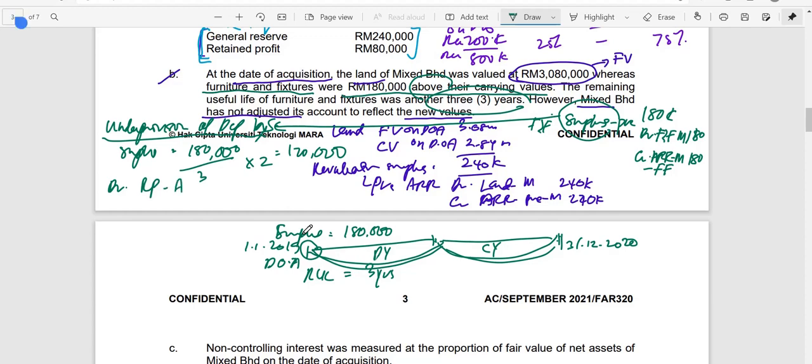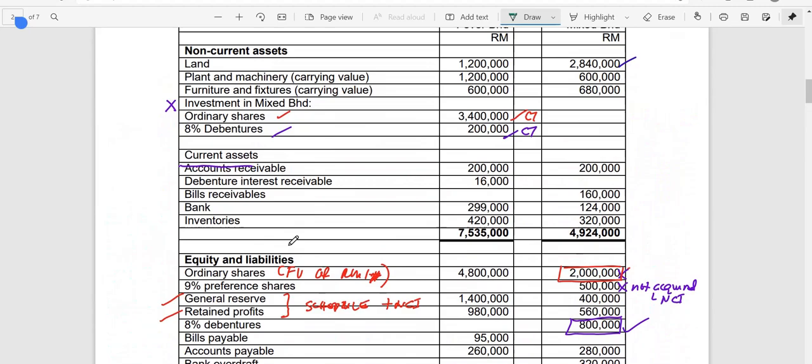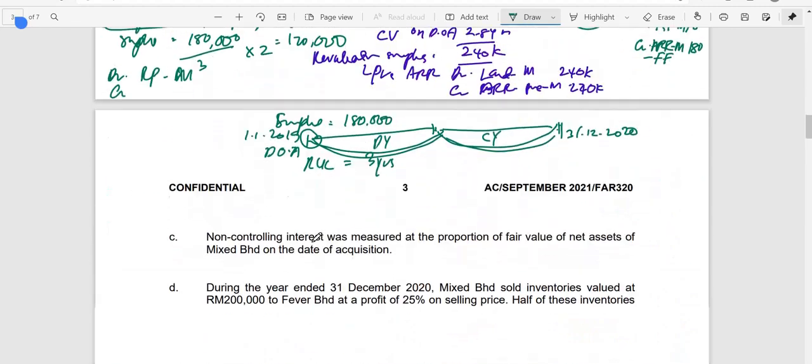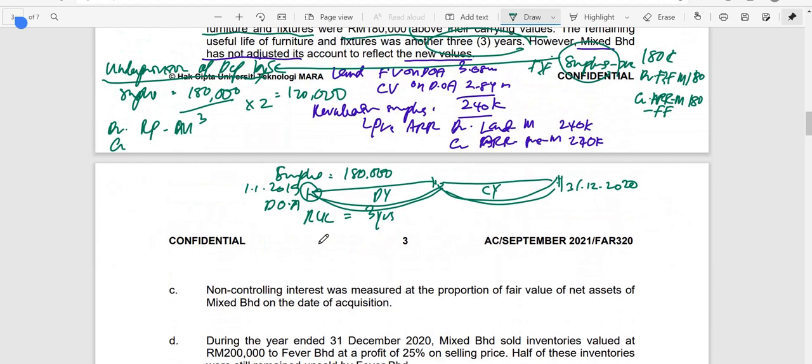and this will be debited to the under provided, so debited to the retained profit of the subsidiary, which is Mix, and credited to the item here, which was shown at the carrying value. Take note of that, carrying value. So you just straight away go and credit to the furniture and fittings. Do not go and credit to accumulated depreciation unless you are given the cost and accumulated depreciation separately. So that would be 120, and you need to incorporate all this in the calculation of goodwill.